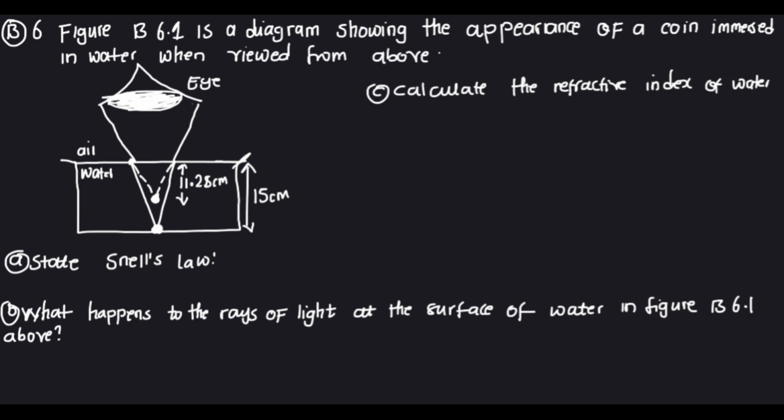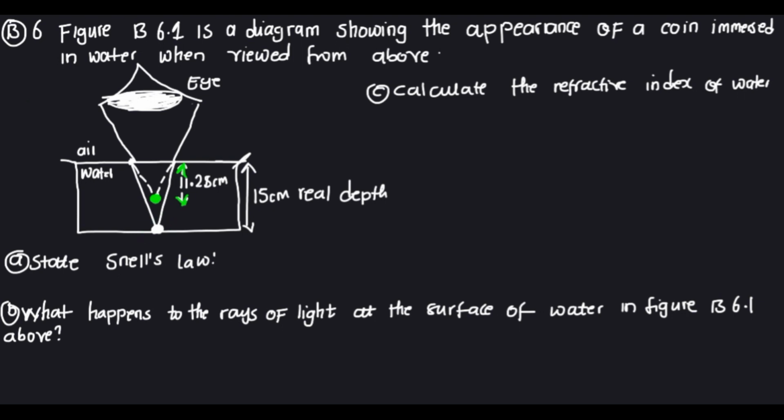Then the point where the coin is here. So this 15 centimeter is our real depth. It is telling us the real distance or the height. So we have our real depth. Then the apparent depth is the depth that appears to be true, but in actual sense it is not. So this is our apparent depth. So the coin is appearing to be here, but in actual sense, the coin is there.